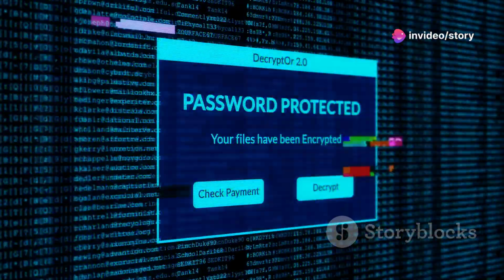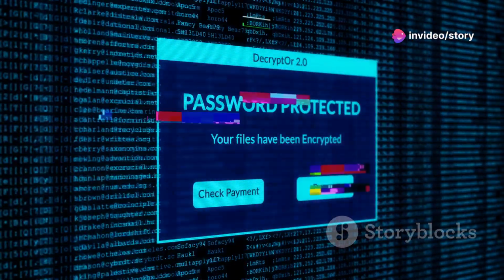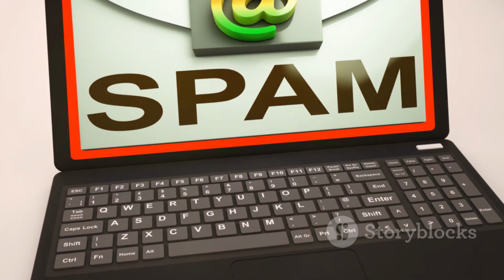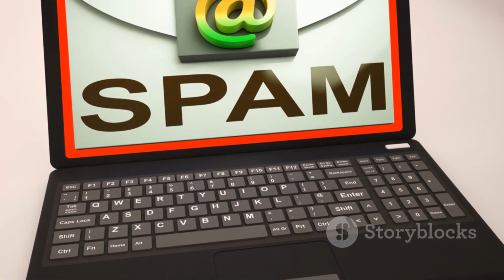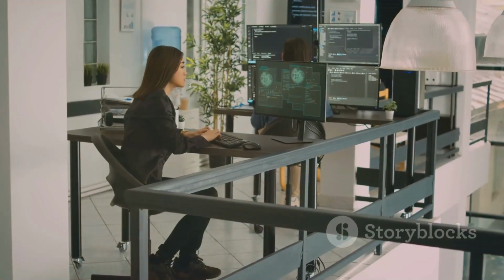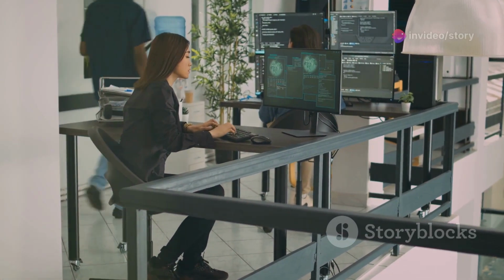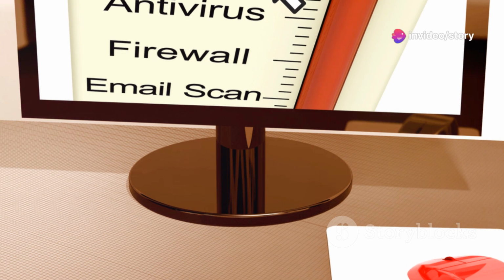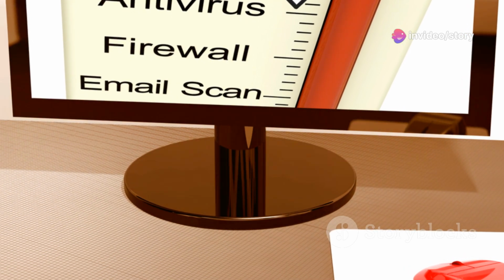Phishing attacks have become increasingly sophisticated, but there are effective strategies for protection. Be skeptical of unsolicited emails requesting sensitive information. Verify the sender by checking their email address for abnormalities. Implement advanced email filtering solutions to detect and block phishing attempts.